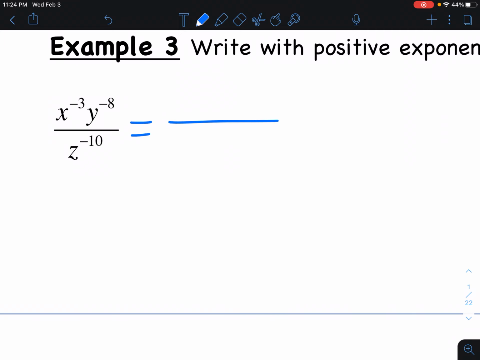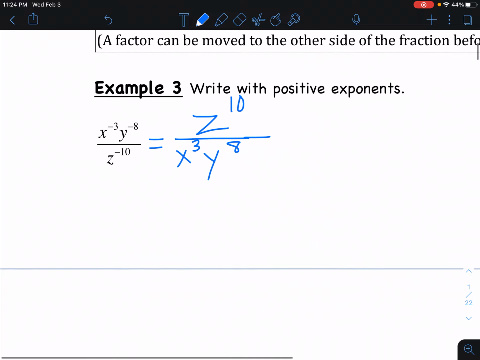So my x has a negative, so it must move to the denominator, change to a positive. The y also has a negative, so also move that to the denominator, change to a positive. And the z has a negative, it starts on the bottom, it has to move up to the top with a positive exponent. So if they have negatives, they move. By the way, if something is not a negative, please don't move it.